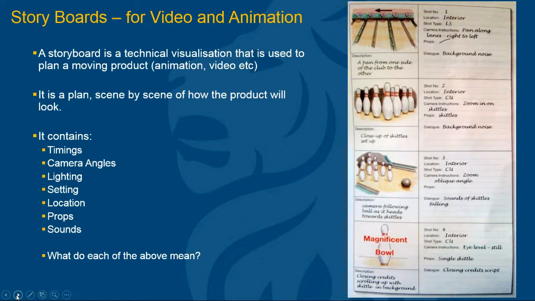So, things that we definitely need to have. We definitely need to have timings. We definitely need to know what camera angles are being used. Quite often you need to know what the lighting is supposed to be, where the setting is, what location you're on. You will need to know what props are going to be there, what sounds, and probably also be a good idea if you knew which actors are going to be there and the type of thing that they're going to be talking about. And you need to understand what each of these things mean.